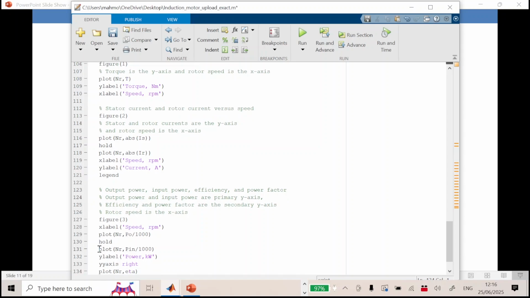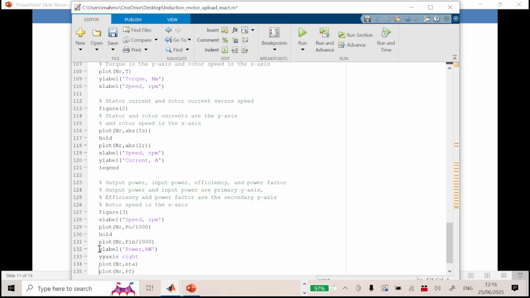Then once we added that one, MATLAB understands now whatever I'm going to plot will be in the right axis. So plot the speed and efficiency. Plot the speed and power factor. So do we need to add hold here? If you add hold again for the same figure, figure number 3 is going to release the hold. So hold is added one time, as you can see here. So we added hold, plot the input over the output. We added another axis in the right side, plot the efficiency, plot the power factor.